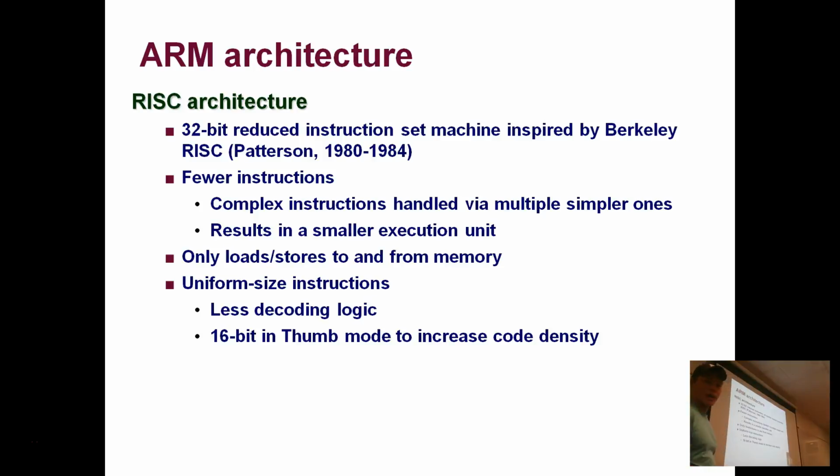ARM was brought about from this Berkeley project in the early 80s, and this was this reduced instruction set machine architecture. And so this was a reaction against x86, basically these complex instruction set machines, and actually SPARC as well, which is Sun's processor. So the idea was to implement fewer instructions and to take these complex instructions and implement them using multiple simpler ones.